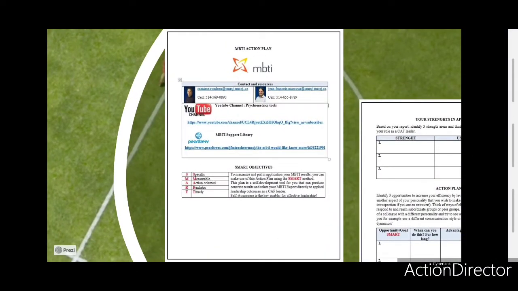This is the first page of the actual action plan document. Here at the top, we have the contact information for Max and myself, including emails and cells. A bit below that, you have a link to the YouTube channel you're on right now, and right below that, the MBTI support library. So that link takes you straight to the support library, where there's a lot of documents available, and it's only going to keep growing on the MBTI and various applications of this tool in leadership and in other areas of professional activity. So once you've taken a look at this, your next look should be here, the SMART objectives.